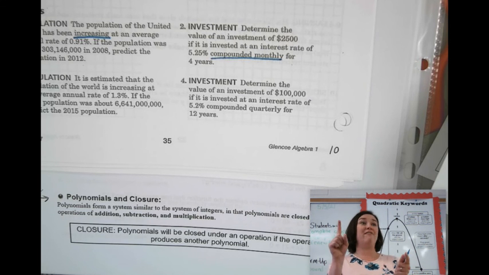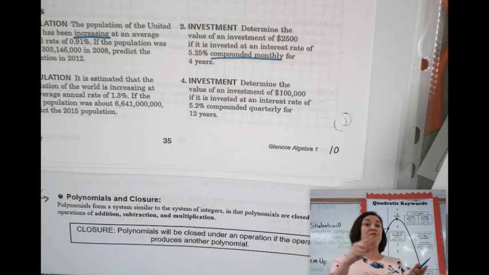Compounded monthly means every month they refigure up my interest based off of what I have left. So if I pay some off that month and they refigure my interest, I actually have less to pay back in interest that time. And then before the next month, if I pay some off, they refigure my interest and it goes down a little bit. That's how your mortgage is for your house.